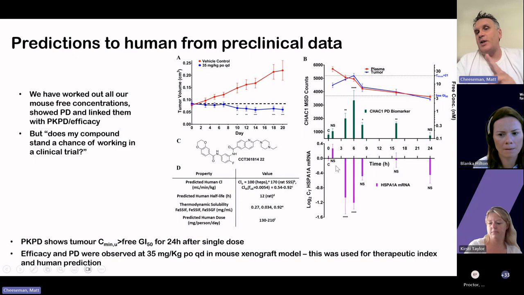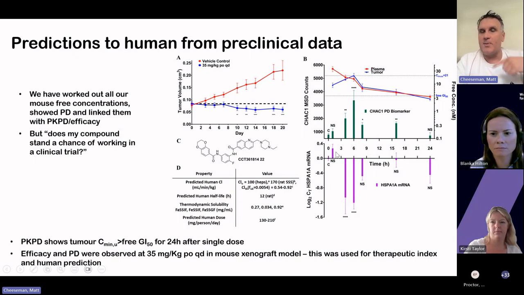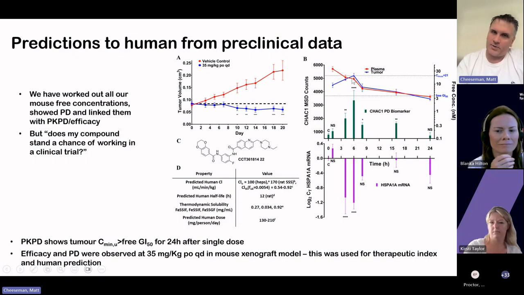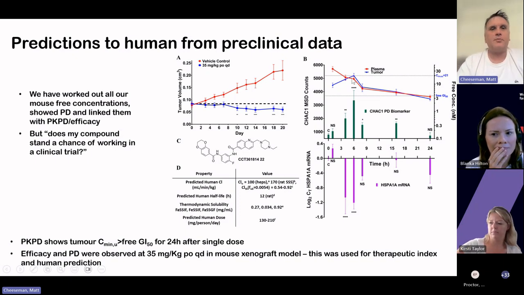Now, if you look at the heat shock response, which is an mRNA biomarker, where we're expecting the mRNA to go down, again it corresponds to this Tmax within the tumor, not within the plasma. And then it rapidly starts returning to baseline. It was quite difficult to get significant data with this mRNA because it's quite a bit noisier. So we only saw significant changes at the Tmax or the Cmax of the drug concentration.